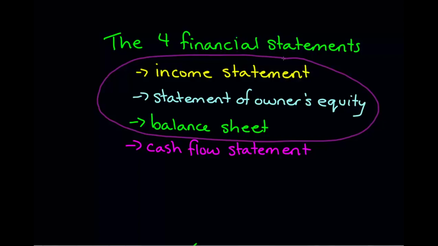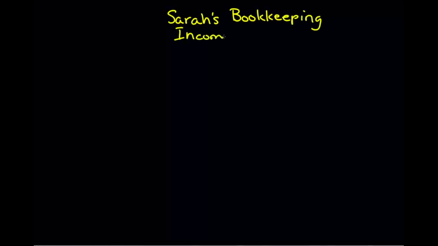Remember that the first financial statement we create is the income statement. And at the top of every single financial statement that we make, we are going to have 3 things. The first thing is going to be the company name, so in this case, Sarah's Bookkeeping. The next thing we're going to put is going to be the statement name. The first statement we make is the income statement, so let's write that. The next thing that we're going to write is the date or the period of time.